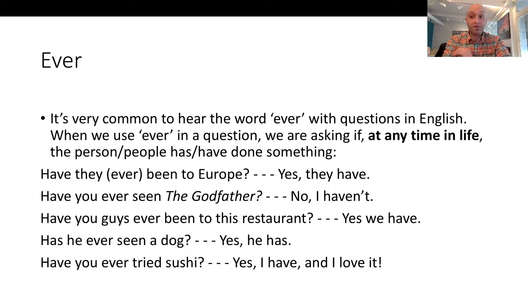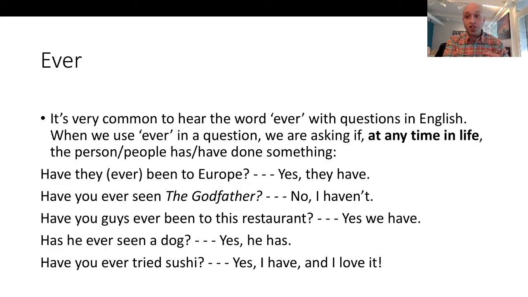Uma outra palavra que está bem conectada ao present perfect é ever. E quando alguém em inglês pede, have you ever done something? Está perguntando se já, até esse ponto na sua vida, em qualquer tempo no passado, você fez isso. Isso é have you ever. Ever in your life, ever at any time. Em qualquer momento no passado, você já fez isso?